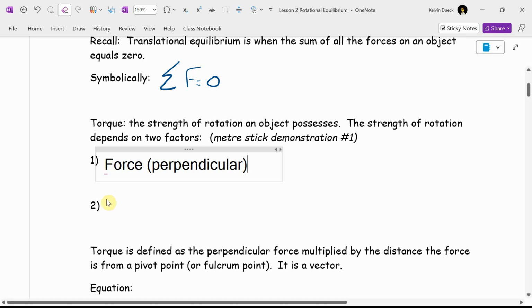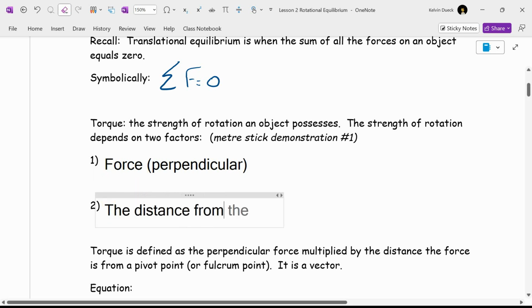The second thing that it depends on is the distance from what we're going to call the pivot, the place that the beam is rotating around. When I put Adam's hands right by the area we were rotating around, essentially your distance was zero. Anything times zero is zero, so you had zero rotational strength, or near zero. There's a tiny bit, but not much.